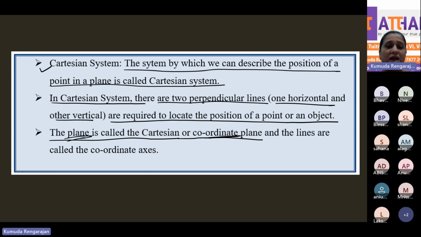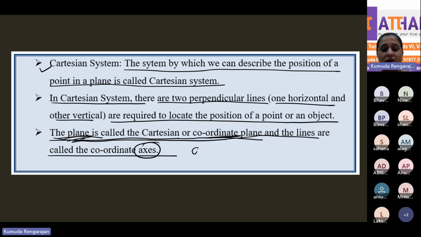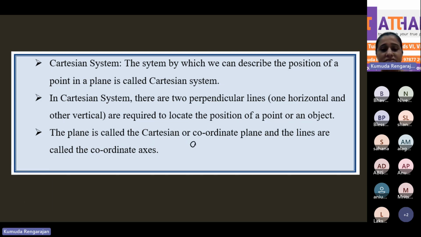The plane, that is the flat surface, on which the point lies, is called the Cartesian plane or the coordinate plane. And the lines are called the coordinate axes. See this plural, I have not made a spelling mistake. Axis is singular. We say x-axis, y-axis.